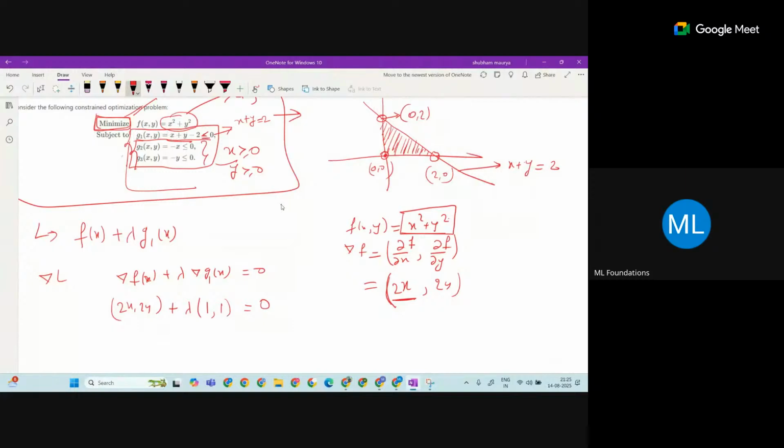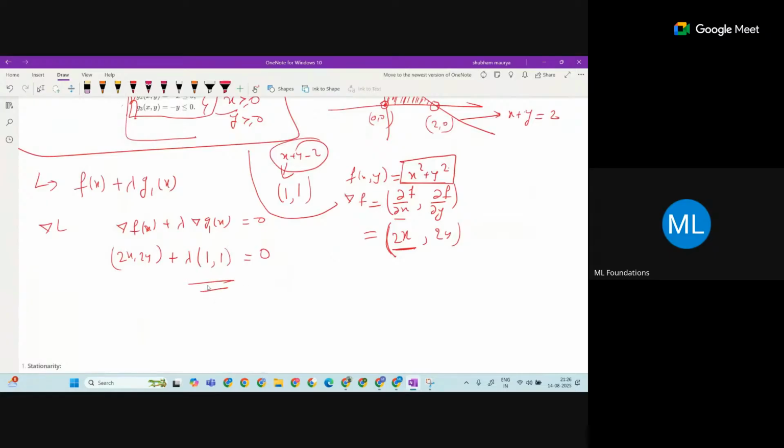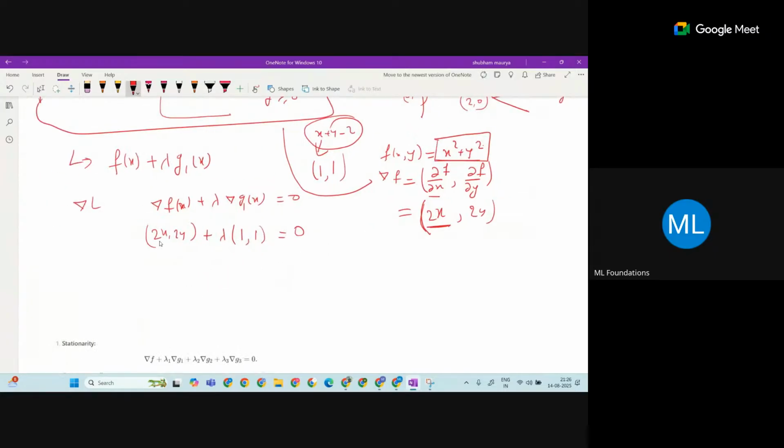Here it is the same way. So g1(x) is x plus y minus 2. The partial derivative of g with respect to x is going to be 1, and with respect to y is 1. The constant 2 will be 0. So this is what you get as the gradient. Now this is going to be 2x plus lambda equal to 0, and 2y plus lambda equal to 0. This is your stationary condition. By this way you got one equation.